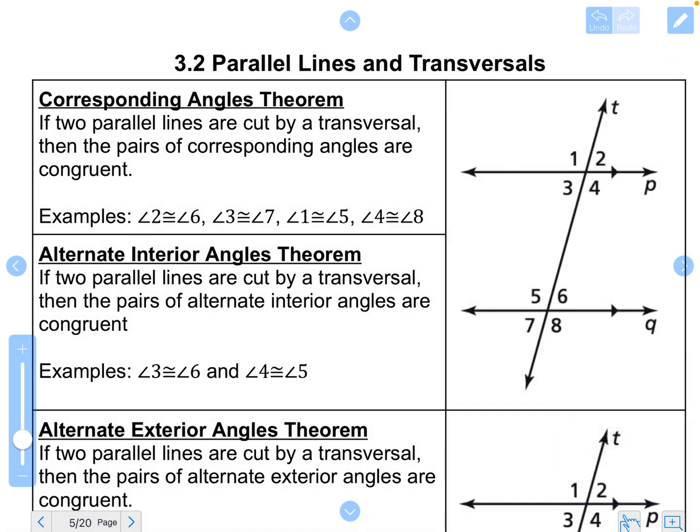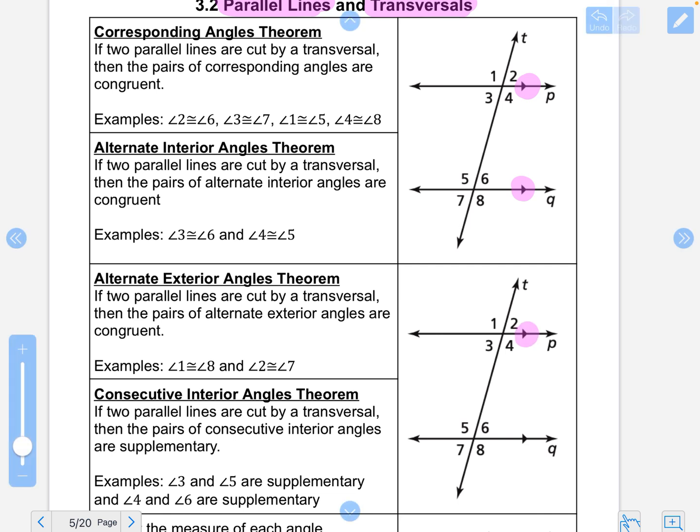Welcome to Ms. Taylor's Class Notes, and today we're going to talk about parallel lines that are cut by a transversal. Everything I'm about to tell you only works if we know that P and Q are parallel. Again, everything I'm about to say only works if the two lines that cross our transversal are parallel. If they are not parallel, we do not know these things.